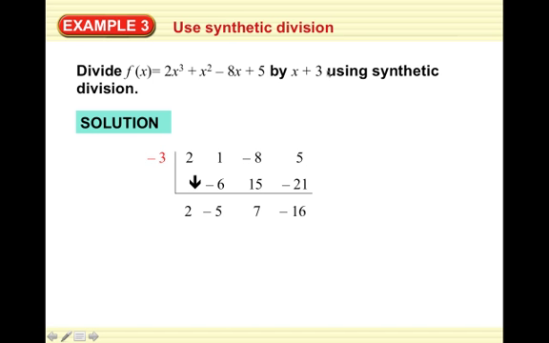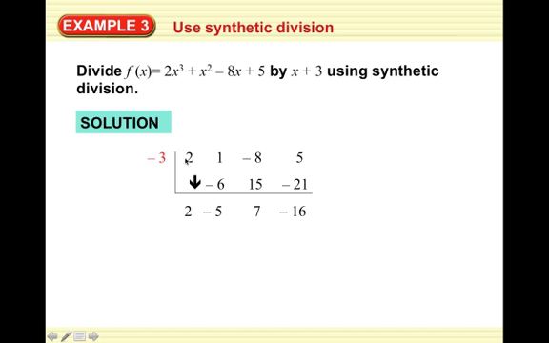Now remember, this is in the form x minus k. So we have to think of this as x minus negative 3, because our k value is negative 3. So we put negative 3 up here. Okay. Now remember, the first thing you do is you take the first coefficient and boom, you just drop it down here. All right, so we drop that down here.